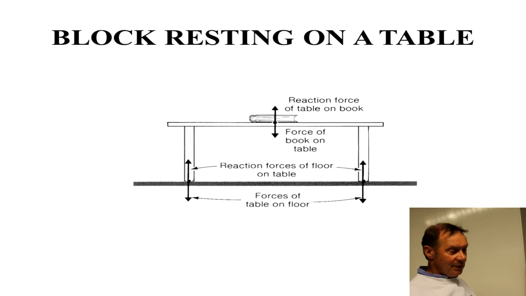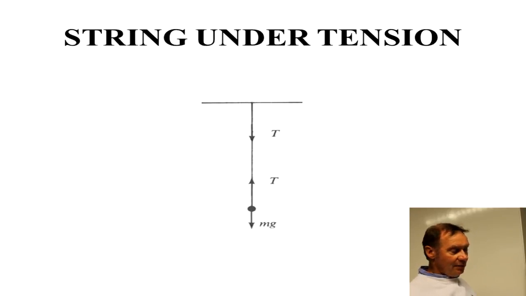Books resting on a table: there's a reaction force between the book and the table pushing upwards, shown in the slide, and the weight, or the force of the book on the table, pushes downwards, and at equilibrium of course they're at rest. The same thing applies to the legs of the table acting on the floor, as shown in the diagram. A string under tension: if we have a plumb bob of weight mg attracted by the earth with force mg, there's a tension upwards to maintain the weight in equilibrium, and of course there's a tension on the ceiling shown as the upper T pulling downwards.